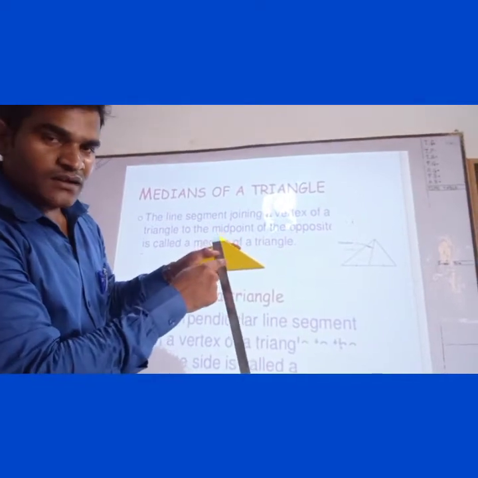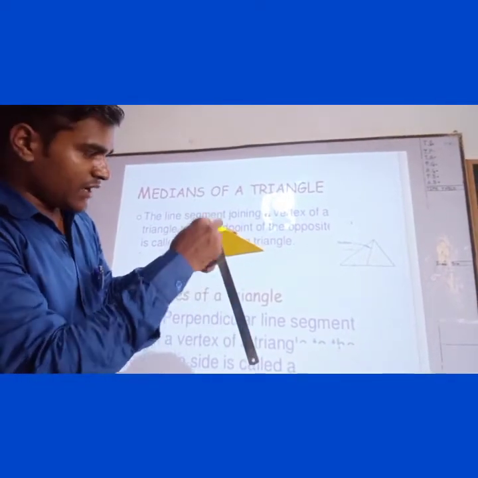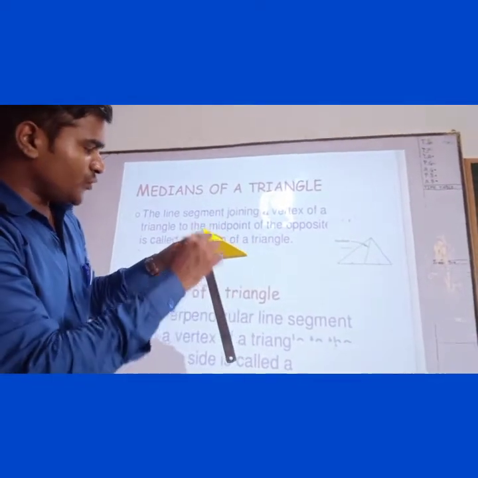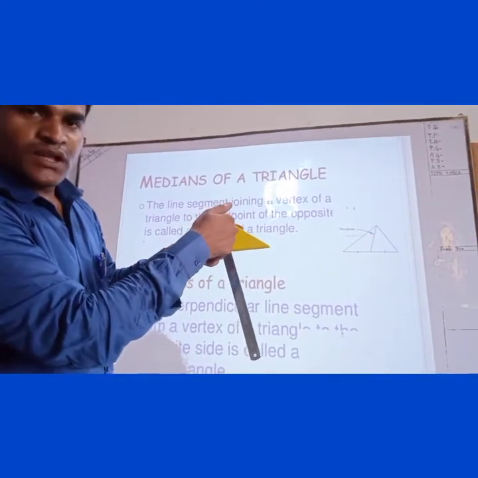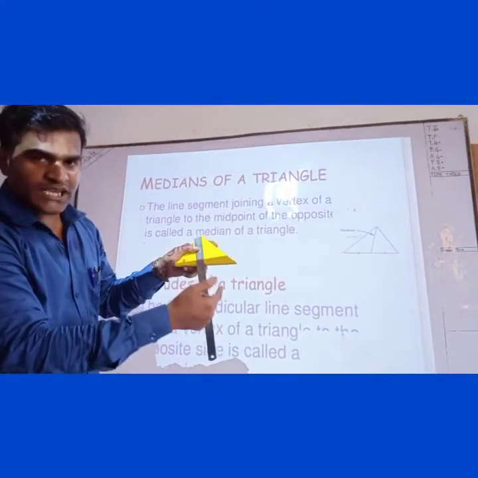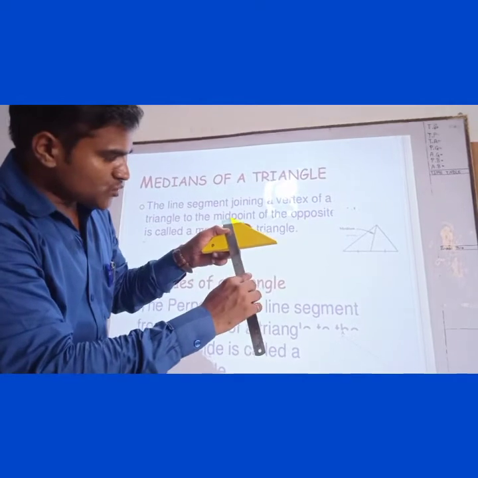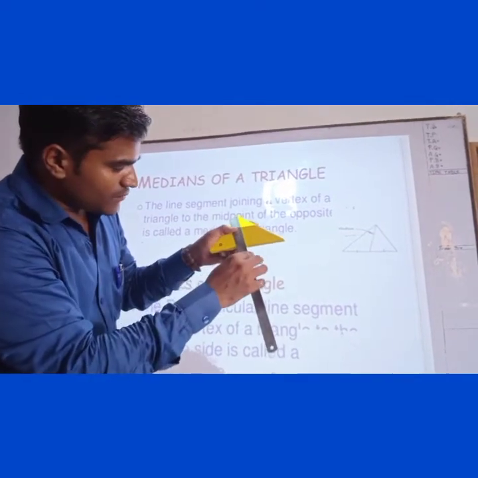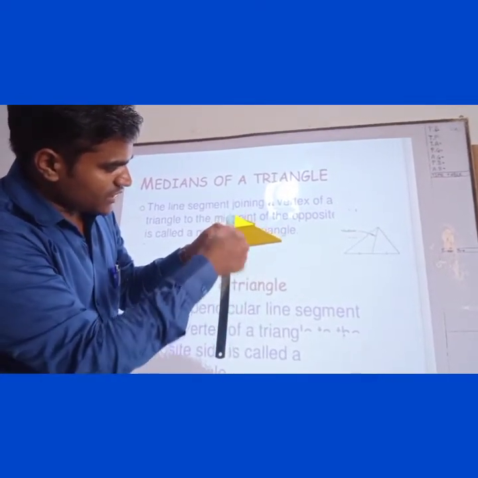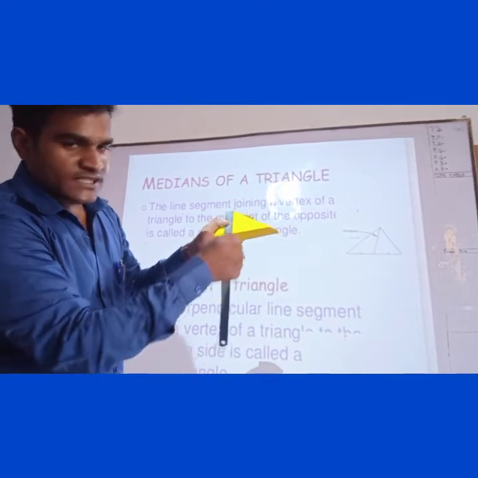Okay, and when we are talking about altitude, the altitude is from a vertex, perpendicular to the opposite side. So what is the altitude here? This is the median, but this will be the altitude. Okay, that makes a 90 degree right angle.